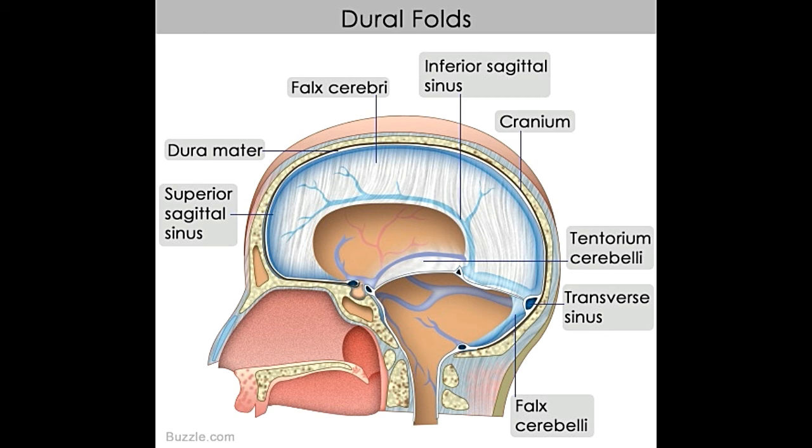Conditions associated with the dura mater. The potential space between the dura mater and the arachnoid mater, which is the second membrane that is located in the middle, is referred to as the subdural space. The pia mater is the innermost membrane that adheres to the surface of the brain.